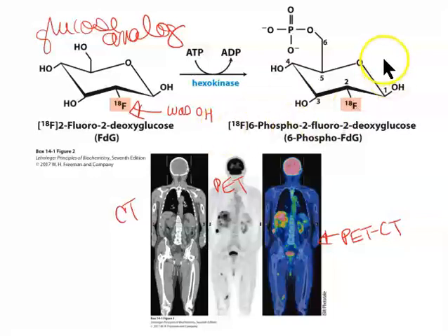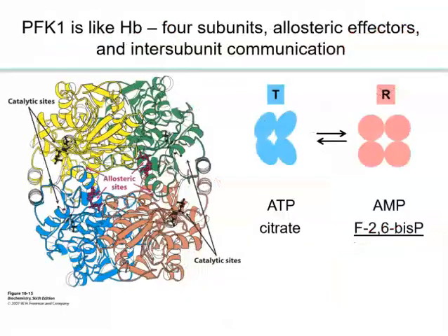Now, here we've formed 6-phospho-2-fluoro-2-deoxyglucose, and what happens to this molecule next? Does anything happen to this molecule next? You have to look at the mechanism of the phosphohexose isomerase enzyme to see what may or may not happen to this molecule next and why.